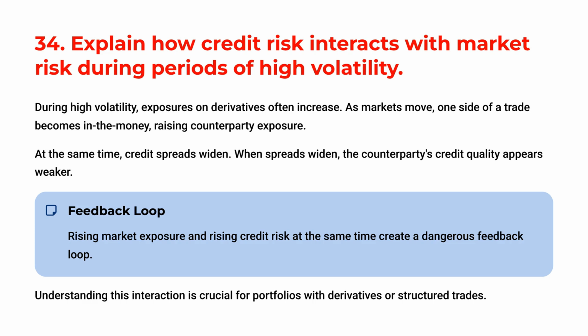Explain how credit risk interacts with market risk during periods of high volatility. During high volatility, exposures on derivatives often increase. As markets move, one side of a trade becomes in the money, raising counterparty exposure. At the same time, credit spreads widen. When spreads widen, the counterparty's credit quality appears weaker. This creates a feedback loop. Rising market exposure and rising credit risk at the same time. Understanding this interaction is crucial for portfolios with derivatives or structured trades.